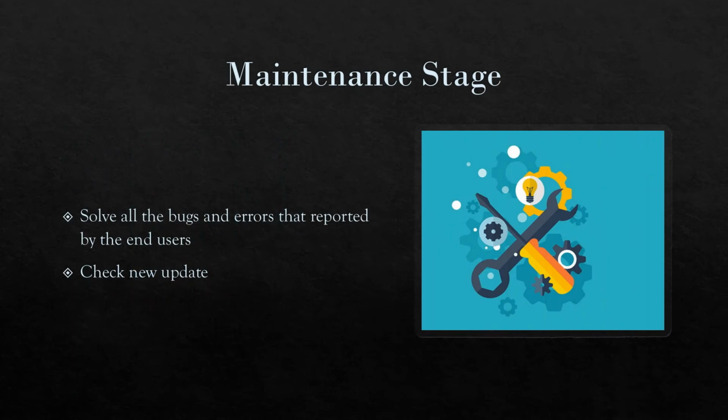Move on to the last phase, the maintenance stage. For the last stage, we will be solving all the problems or bugs reported by the end users and try to fix them as fast as possible. Besides, we will also check whether there is any new update that we can do to improve the application performance in this stage. So, these are the several activities that will be carried out in each stage based on the standard system development cycle.